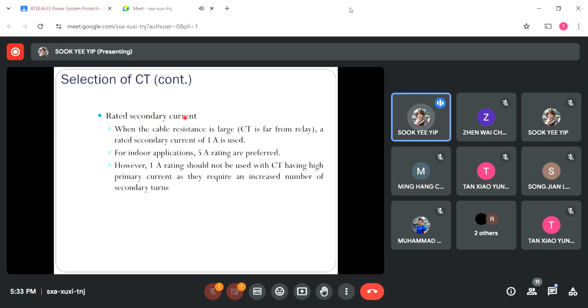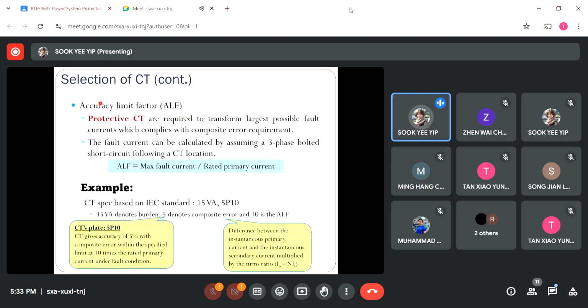We have another factor here in terms of accuracy limit factor, ALF. And this is only applicable for protection class of current transformer. So we know that whenever a current transformer used for protection purposes is expected to measure a large fault current value, we have to comply with the composite error requirements for this current transformer. So what is actually the composite error? So let's look down here at this dialog box.